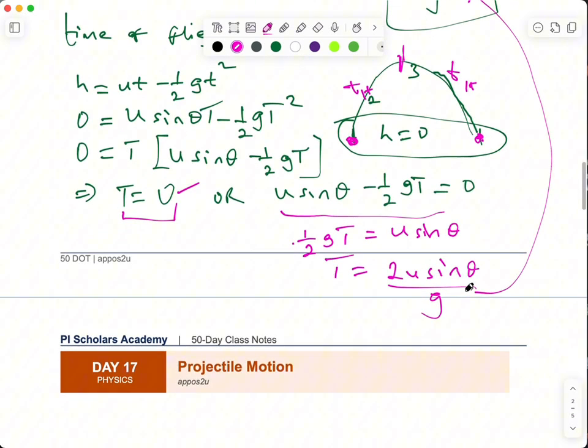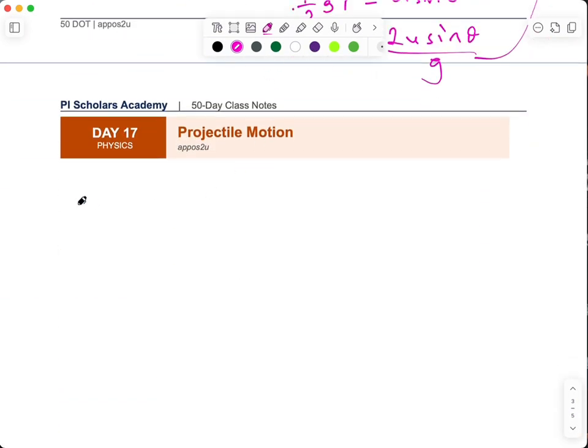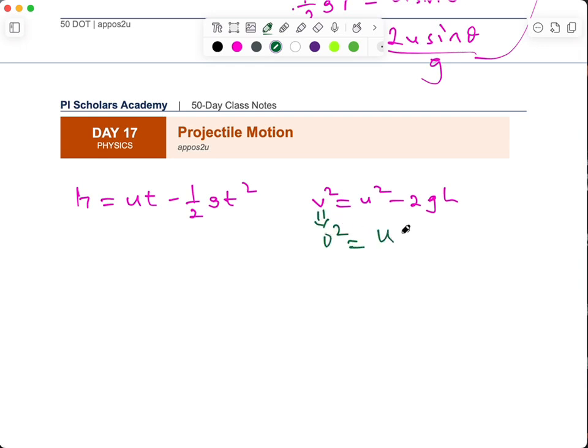Now let's talk about the maximum height it will reach. We've been given that h equals ut minus half gt squared, and I told you already that if it's going to reach maximum height, we also have v squared equals u squared minus 2gh. Let's see which one we're going to use here. I think this one will be the best one to use. We said that if it's going to reach maximum height, v at that point is going to be 0. So this will be 0 squared equals u sine theta all squared minus 2g. Permit me to use maximum height as capital H here. So that implies that 2gH equals u squared sine squared theta.